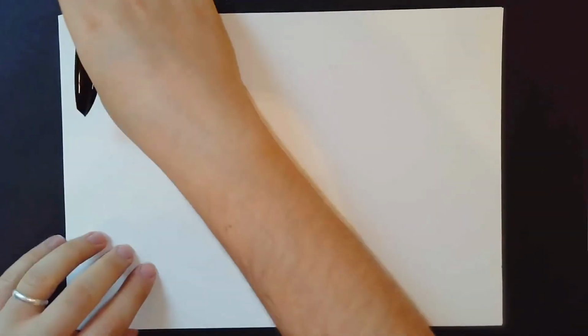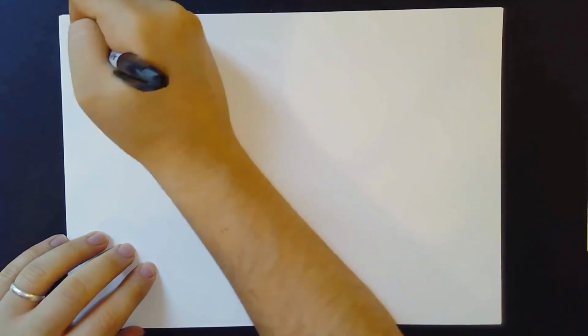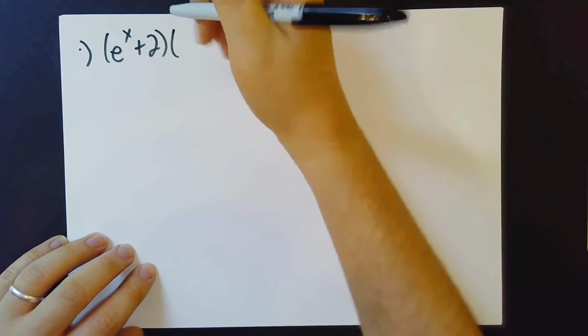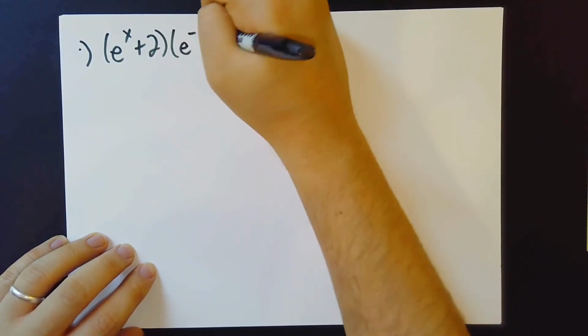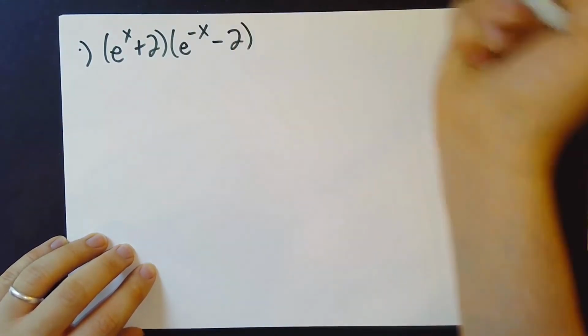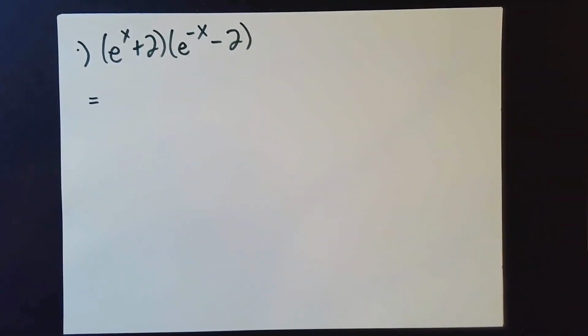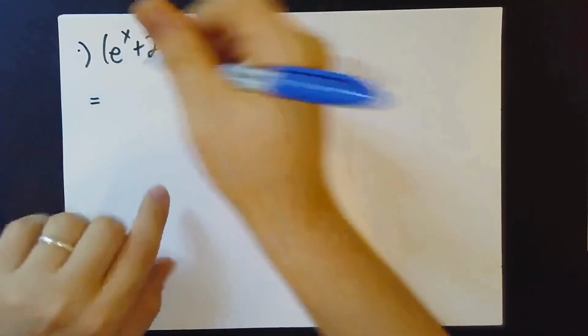All right, I will do just one more example of this. And so as my last example of this, I will go ahead and multiply out e to the x plus 2 times e to the minus x minus 2. When I do this, I'm going to first get e to the x times e to the minus x.